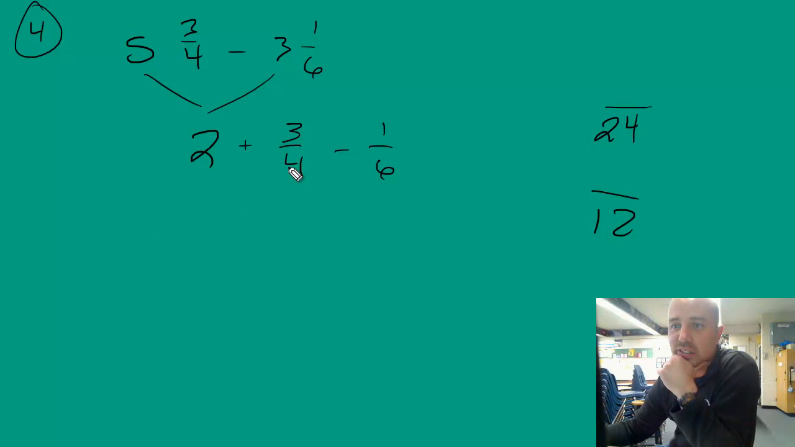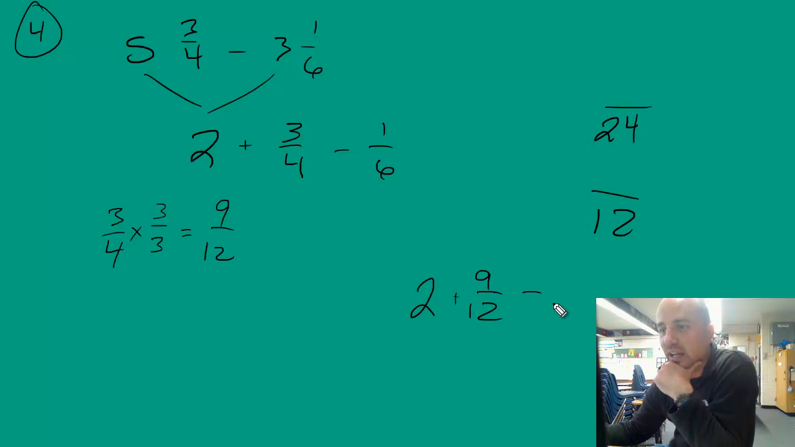Here we go. 3/4. Let's turn our 3/4 into 12ths. Let's do that. 4 times 3, and this one times 3. So 3 times 3 is 9. That gives me 9/12ths. Okay. So I'm going to rewrite my problem over here. 2. And I still have that, and I'm going to subtract my 9/12ths. I'm going to subtract this 1/6.